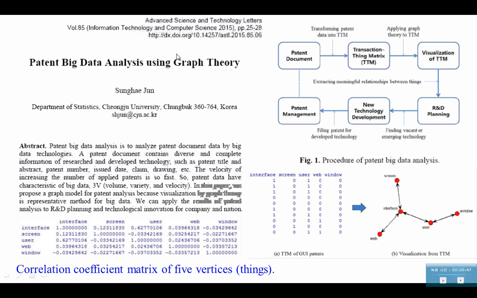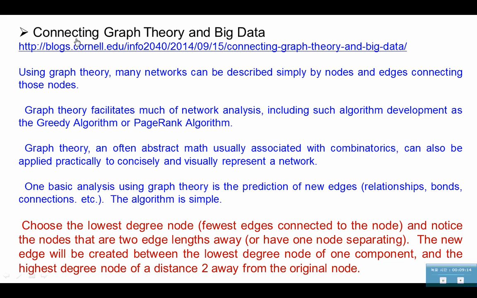And these are some examples. The patent big data analysis using graph theory, which was published in Advanced Science and Technology Letters in 2015. This used this kind of graph theoretical analysis for big data analysis, and a correlation coefficient matrix of 5 vertices was used. Connecting graph theory and big data. This comes from this website.